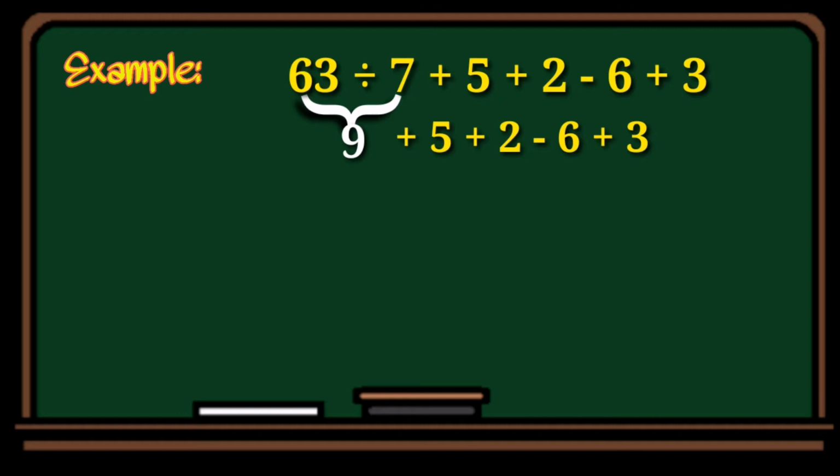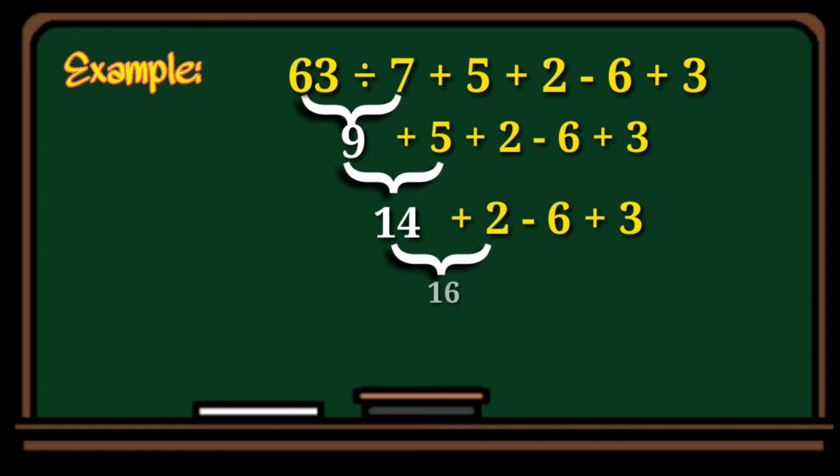So, since addition comes first, then we will add. 9 plus 5 equals 14. And then bring down plus 2 minus 6 plus 3. Next operation is addition. Add 14 plus 2. The answer is 16. And then bring down minus 6 plus 3.